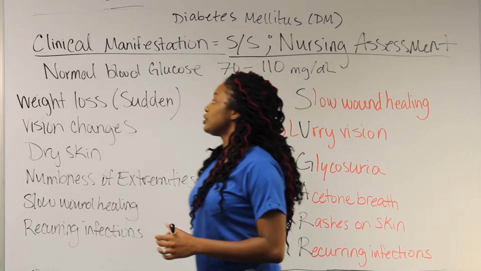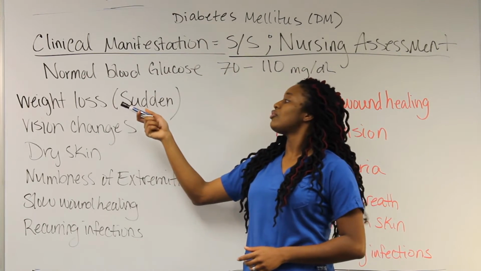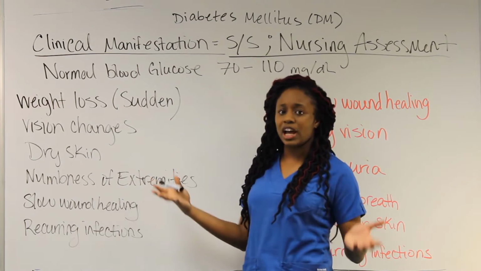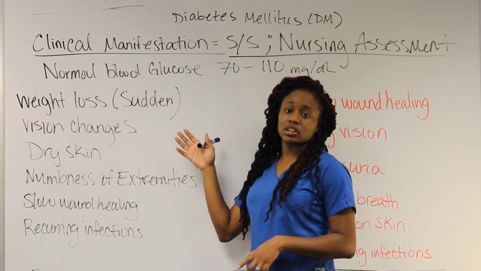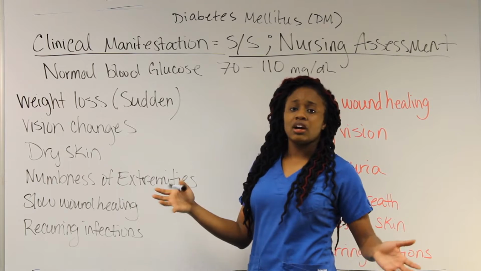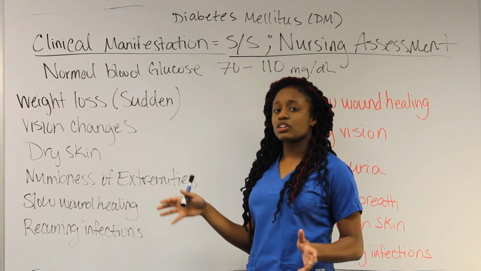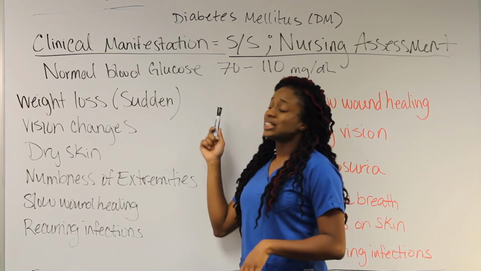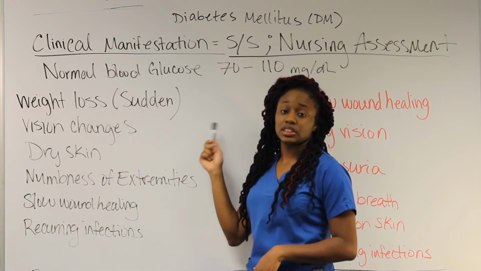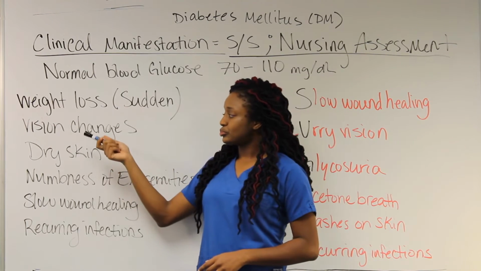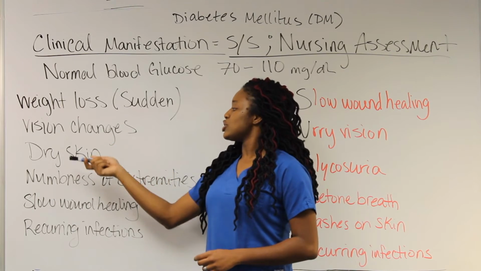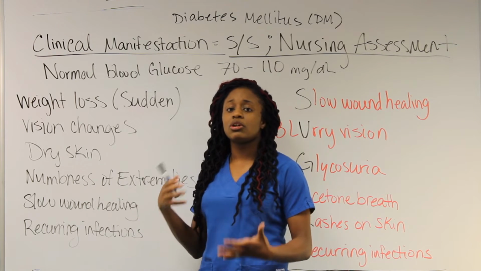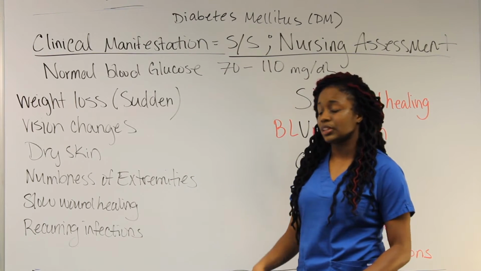Like I talked about earlier, in type 1 you're going to have weight loss, and it's going to be sudden. That's the key word, sudden, because we all have weight loss, so that doesn't mean we all have diabetes. But if you see a sudden weight loss, such as a patient who's 200 pounds or 150 pounds who all of a sudden has lost 40 to 50 pounds within 3 weeks, or a week or two, anything that is drastically sudden. Also, vision changes, dry skin, and numbness of the extremities, which you may have in the hands and feet, more often in the legs and feet.